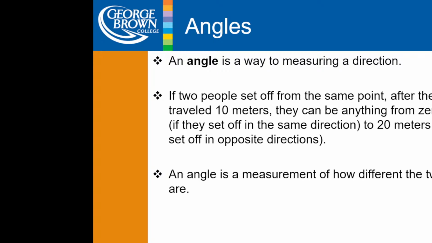Wait, but that means that every vector is measured from the origin? The answer is yes. It really is. So if I have a point in space with x and y coordinates of 10, 20, it's 10, 20 from the origin.